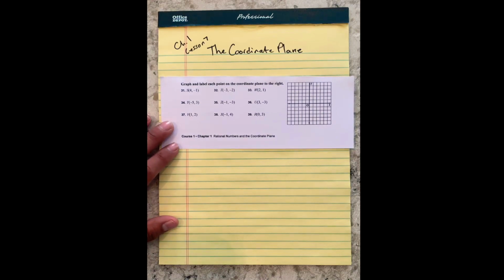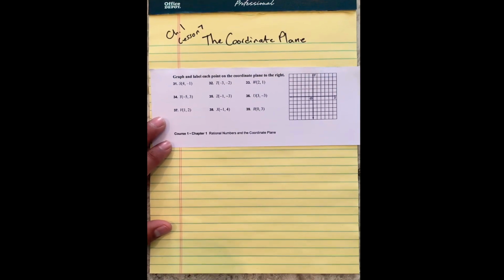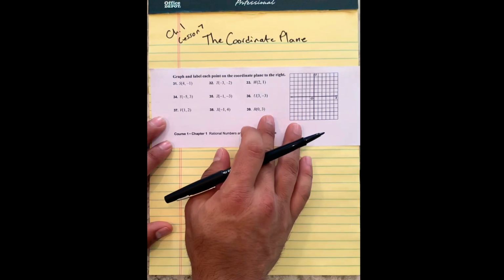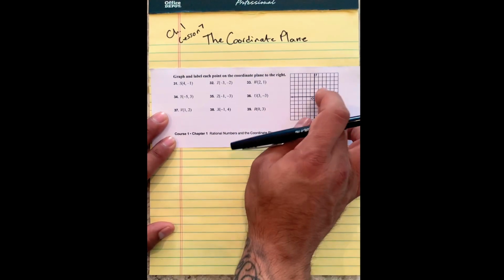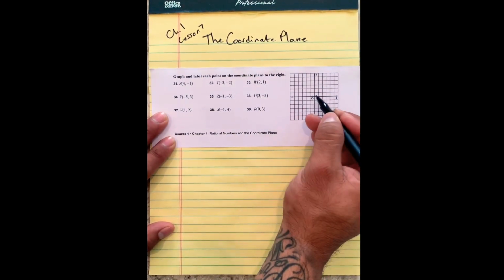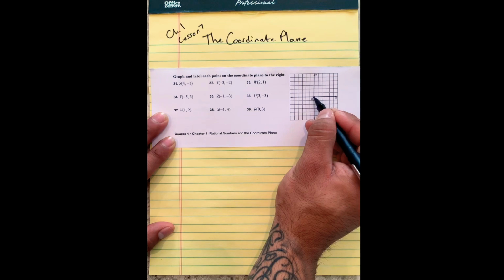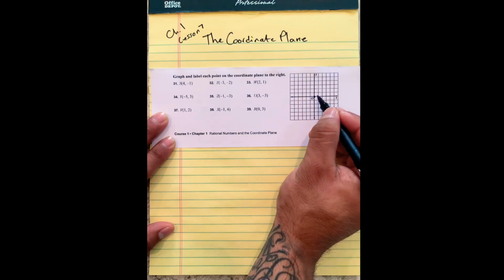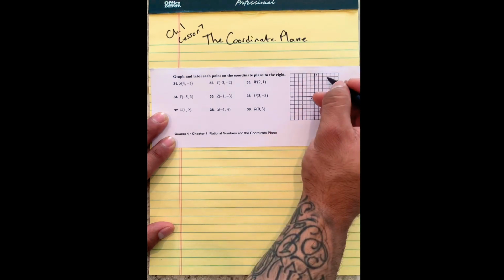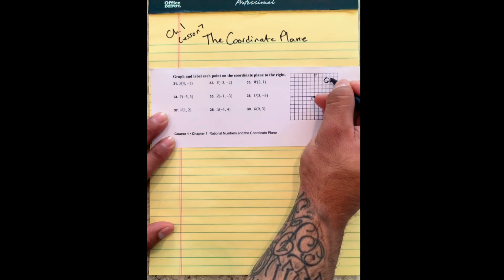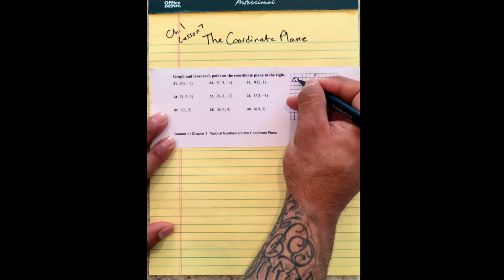Here you have the coordinate plane. It's pretty much a horizontal line meets a vertical line, and you've got an X and Y axis. That's the X. Up and down is the Y. Right in the middle, where they both meet, is 0, also known as the origin.